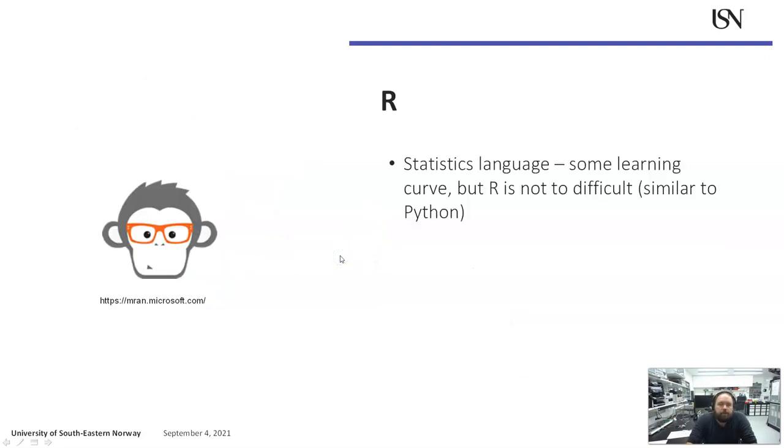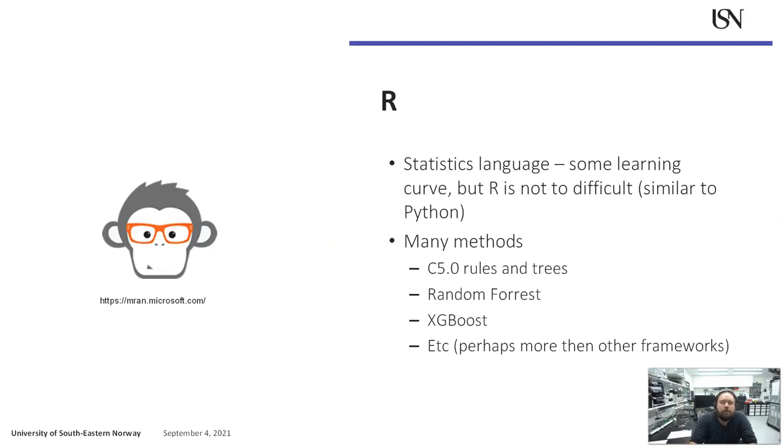The R language is also worth noting. This is typically a statistician's language. It has a lot of nice features for doing statistical modeling. Again, some learning curve, but it's not too difficult syntax to learn. It's similar to Python, but it's a separate programming language. But there are lots of methods available through R, like C5.0, which is a decision tree or decision rule based method, random forest, XGBoost.